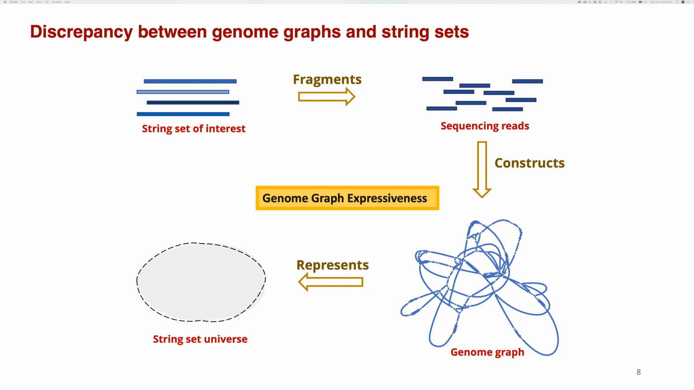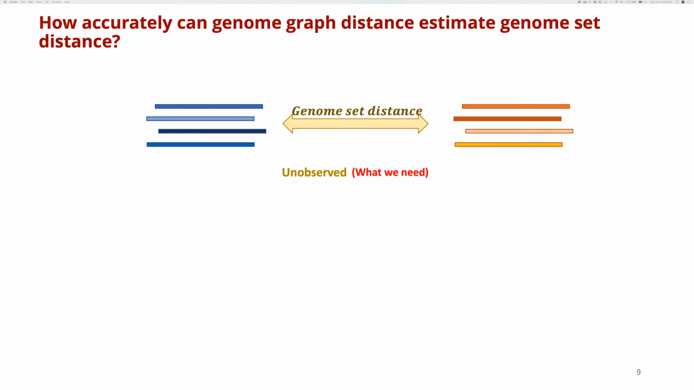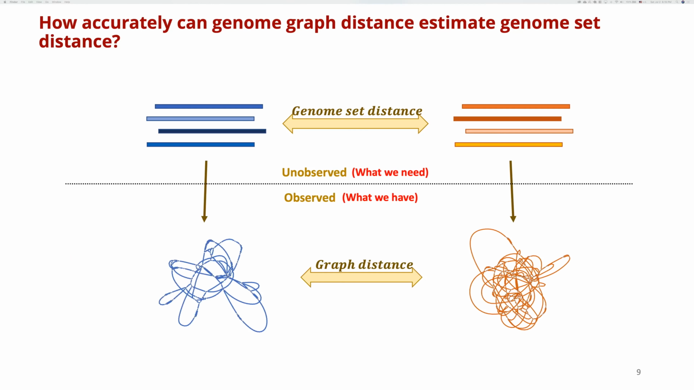When a genome graph is constructed based on sequencing reads, it indeed represents the string set of interest. However, that string set is hidden in a string set universe that is encoded by the genome graph. So recall our original problem where we want to compute the distance between the genome sets. Now we only observe the genome graphs, which are a different representation. And the question we want to answer is how accurately can genome graph distance estimate genome set distance?